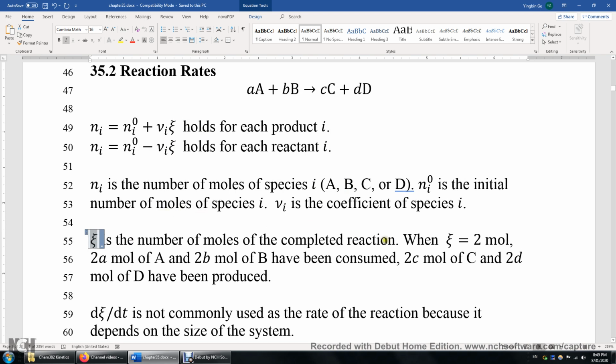For example, if xi is 2 moles, that means 2 moles of such reaction is completed. And what does that mean? That means 2a moles of A reacts with 2b moles of B, and it produces 2c moles of C and 2d moles of D.